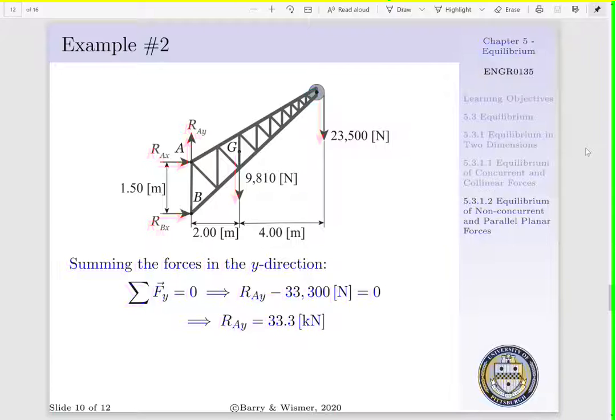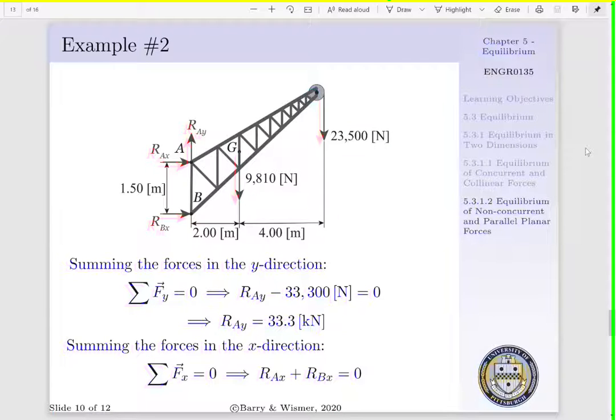Now we will start by applying the summation of forces in the y direction. That is, we can say the sum of the forces in the y direction is equal to 0. And we see RAY minus the weight of the crane minus the weight of the crate, which sums to 33,300 newtons, is equal to 0. Thus, we can say the reactionary force at A in the y direction is 33.3 kilonewtons.